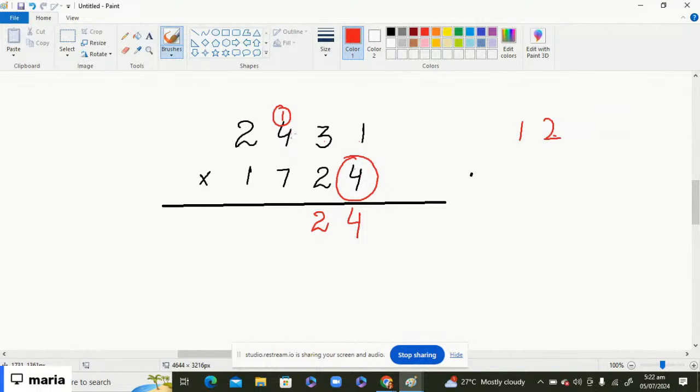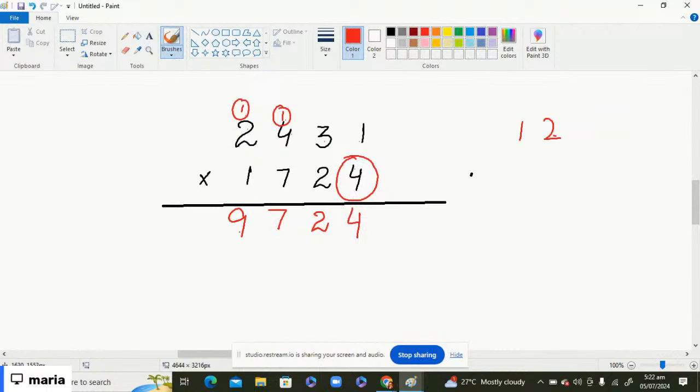4 times 4 is 16. 16 plus 1 is 17. 7 is here, again 1 goes up. Now 4 times 2 is 8 plus 1 carry, that is 9.